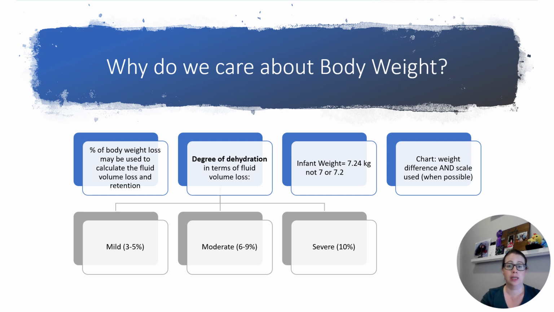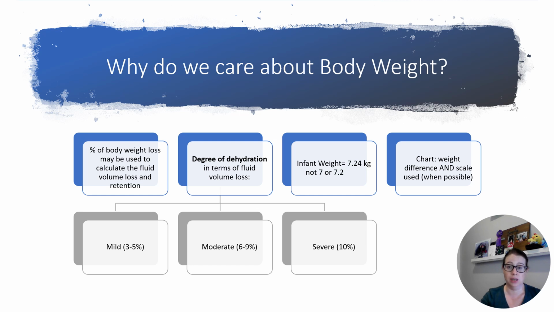So accurate weight is really important on these patients, using the same scale, taking it at the same time of day, in the same diaper, or clothes, or naked, however you do it, it should be consistent so that we are monitoring that weight change, as well as rounding to the 100th to be as specific as we can with that number. Down below here, you can see the ranges for mild, moderate, and severe dehydration. Every 1 kilo of weight that is lost is equivalent to a liter of fluid loss.